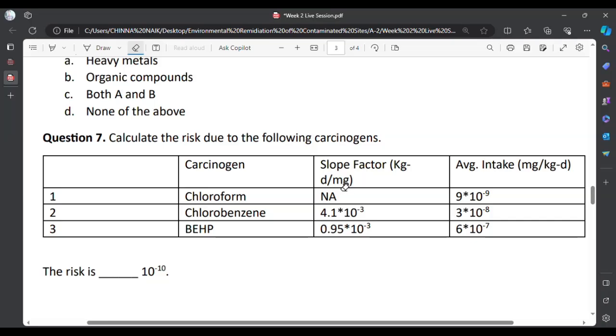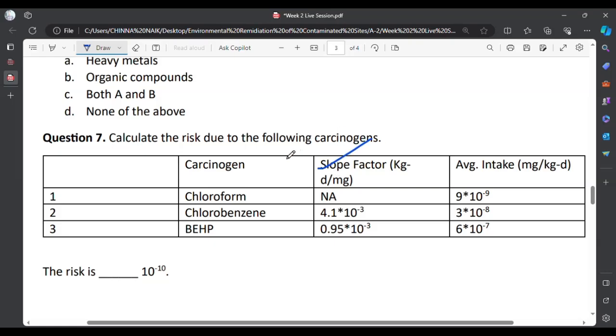Next, a numerical. Simple question, guys, a simple numerical. Calculate the risk due to the following carcinogens. We just have to calculate the risk. They mention carcinogens here, so for carcinogens, what factor do we consider, reference dose or slope factor? For carcinogens we use the slope factor, right?